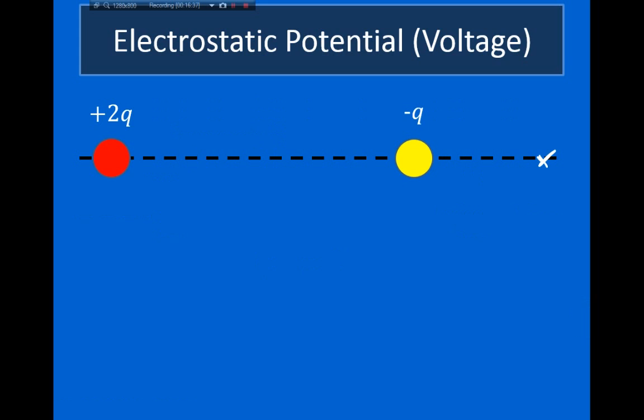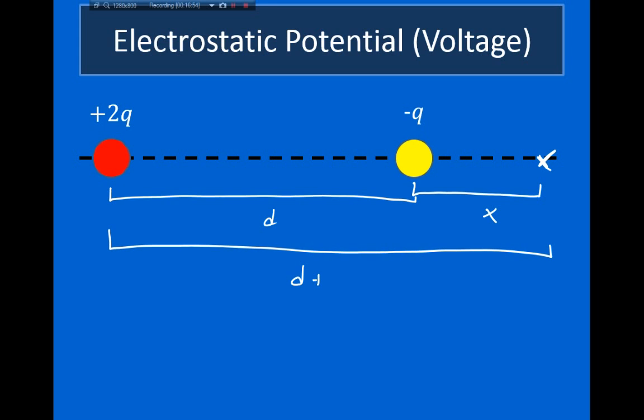So if I consider a point over here, the distance between the negative charge and this point is going to be x. If the total distance between these two points is d, then the distance between the positive charge and this point is equal to d plus x. So the potential at this point is going to equal k times 2q divided by the distance between this charge and this point, which is d plus x, plus k times this charge, which is minus q, divided by the distance between this charge and this point, which is just x.